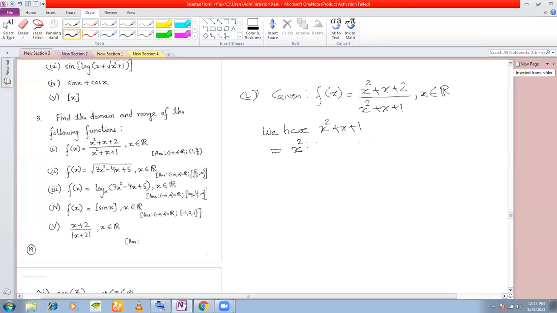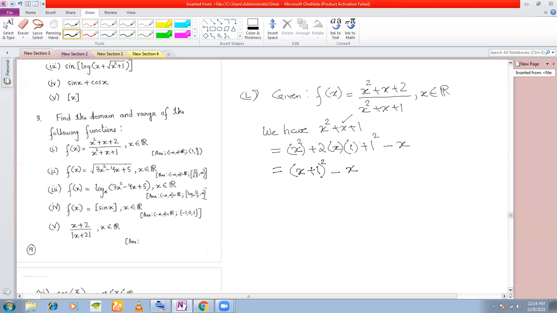How? X square, this is your a square term, plus 2ab plus b square, right? Now what is extra that I have added here? 2x. But here how much do I have? X. So I'll subtract 1x from here. Clear with this? As in quadratic we were doing, if you remember, quadratic functions. X plus 1 whole square minus x, right?